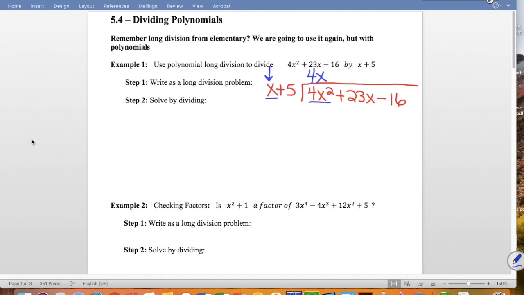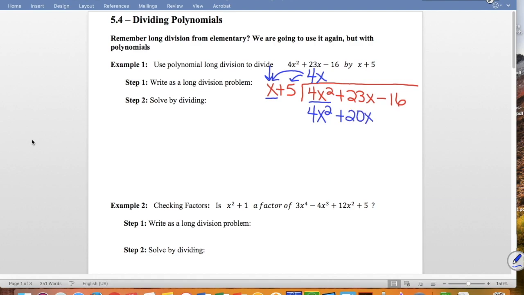So now once we've decided how many times x goes into 4x squared, we're going to do just like we did in long division. We're going to multiply. We're going to take the 4x and multiply it by x. So 4x times x is 4x squared. But then we also have to do the 4x times the positive 5, almost like we're distributing through. So 4x times positive 5 is positive 20x.